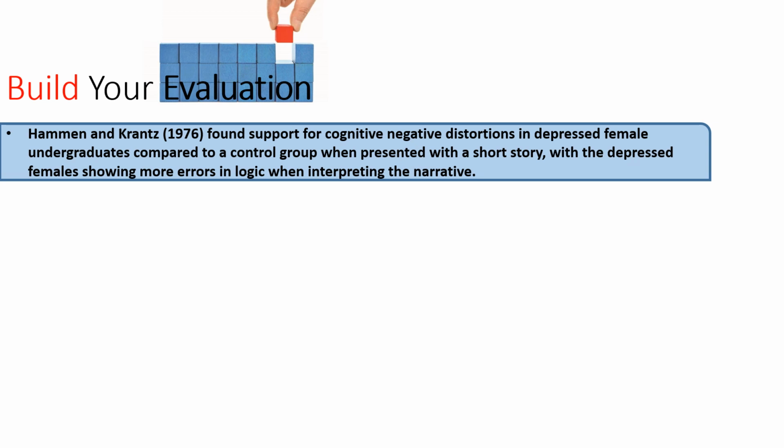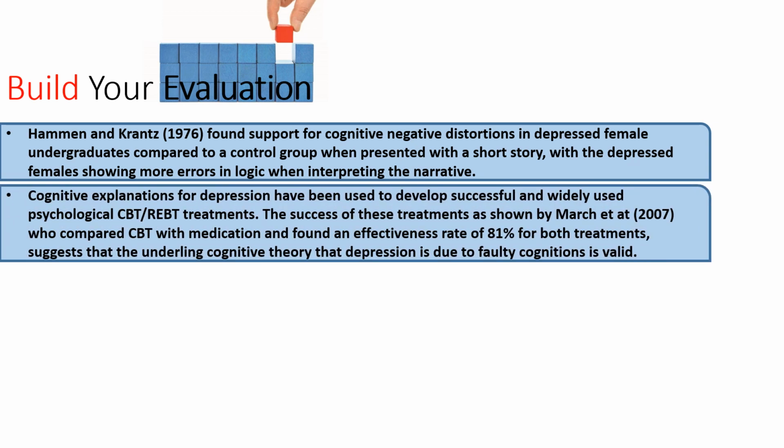A good advantage to the cognitive explanation is it's actually gone on to make a really successful and really widely used psychological therapy called CBT. There is strong evidence that these treatments are successful. For example, March in 2007 compared cognitive behavioral therapy with medication. What March found was an effectiveness rate of 81% for both treatments. Now what it suggests is the underlying cognitive theory that depression might be due to faulty cognitions is valid if the treatment based on that is effective.